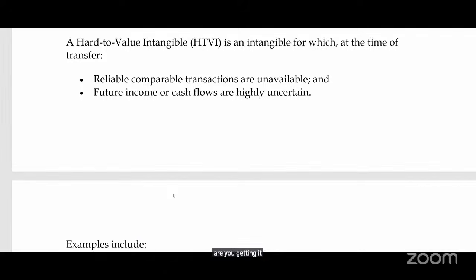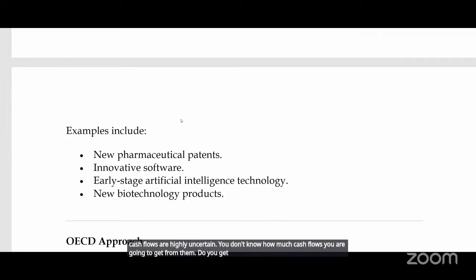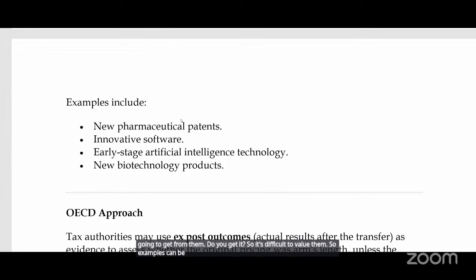And then for intangibles, mostly we discount the cash flows and get a value today. But the cash flows are highly uncertain. You don't know how much cash flows you are going to get from them. So it's difficult to value them. Examples can be new pharmaceutical patents, innovative software like early stage artificial intelligence technology, the AI we are seeing now, and biotechnology products. They are difficult to value because some have never been there before. Do you all agree? Something that has never been done, wouldn't it be difficult to value? Very difficult, because some never did before.